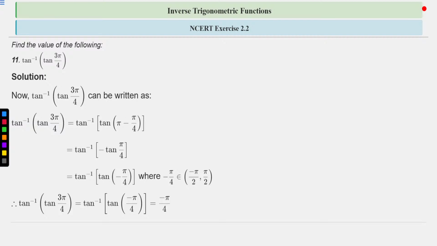If anyone has a doubt, you can ask. Otherwise, I'll move to the next question. Okay, so let's move to the next question.